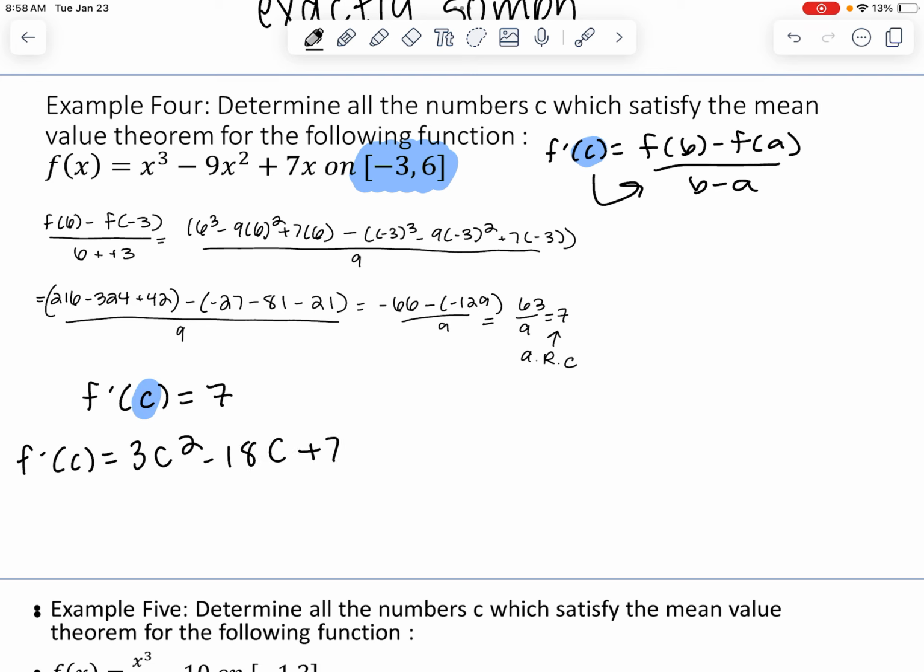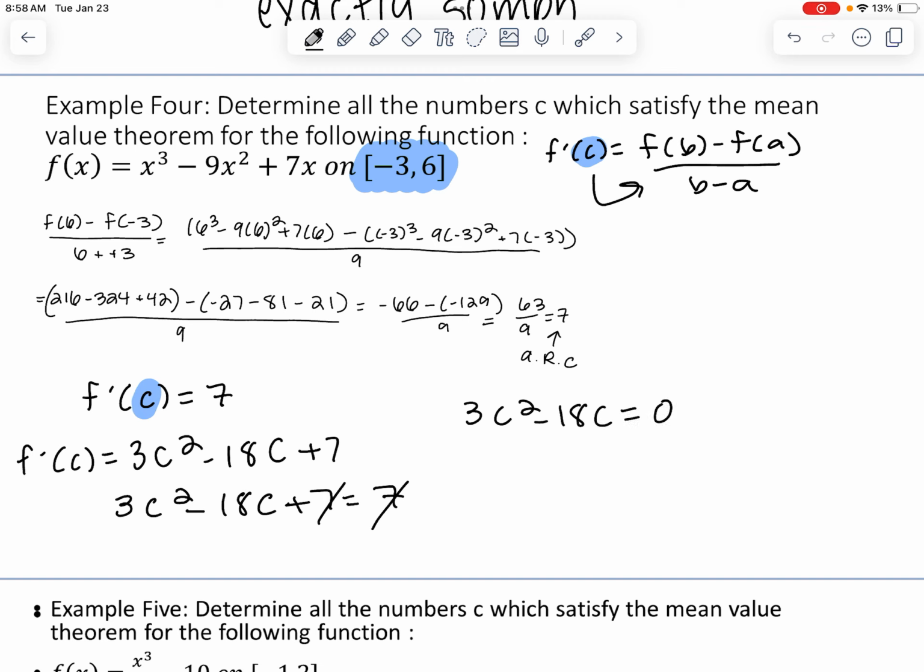So that's the derivative, and I'm going to set that equal to 7. And I'm going to solve for C. So that's my goal. These 7s just cancel each other out right away. So now I have 3C squared minus 18C equals 0.